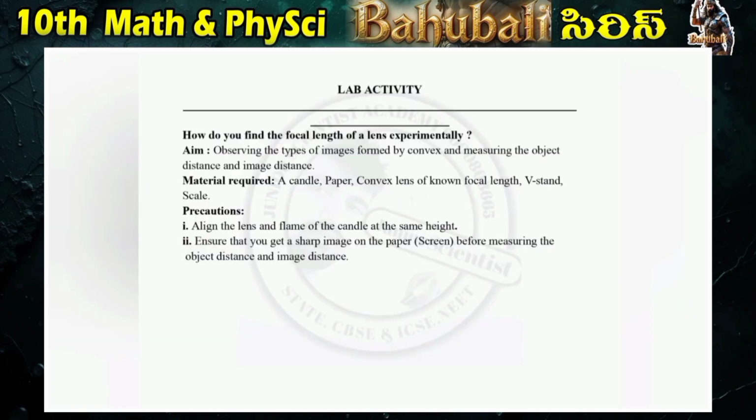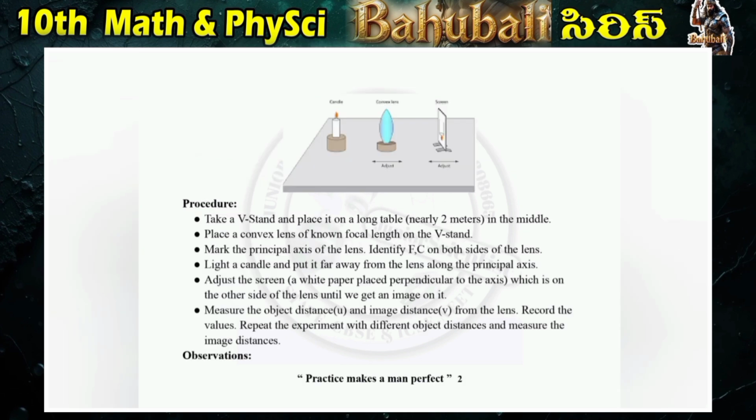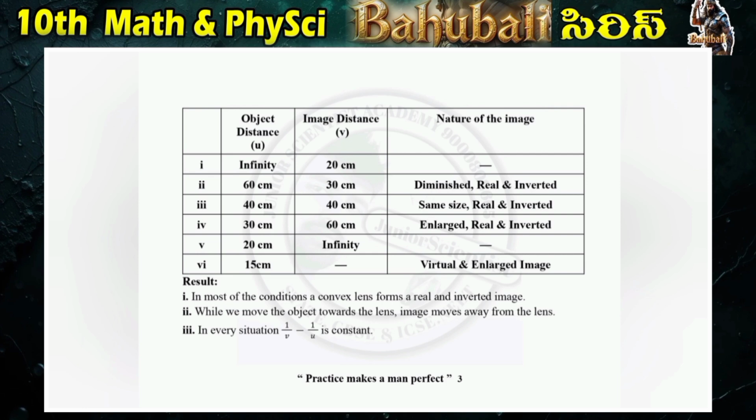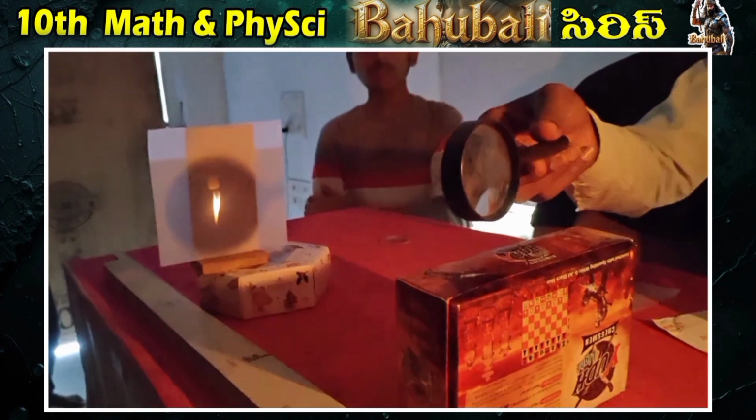You can also do this at home. It's very easy. You need a convex lens, a magnifying lens, and a candle. By doing this activity, we can understand what a real image is, what an inverted image is, and what diminished and large images are. By doing this experiment, the student is easily able to understand the ray optics light concept.